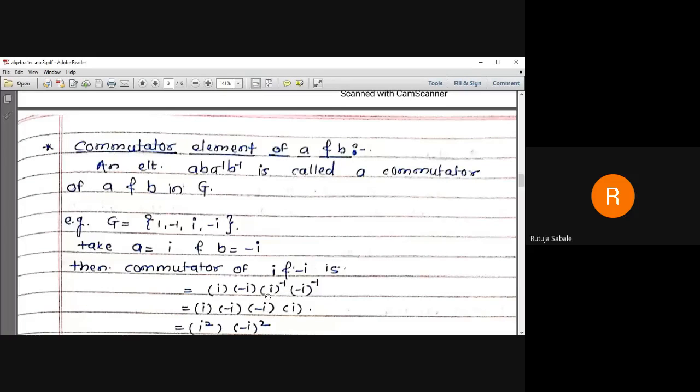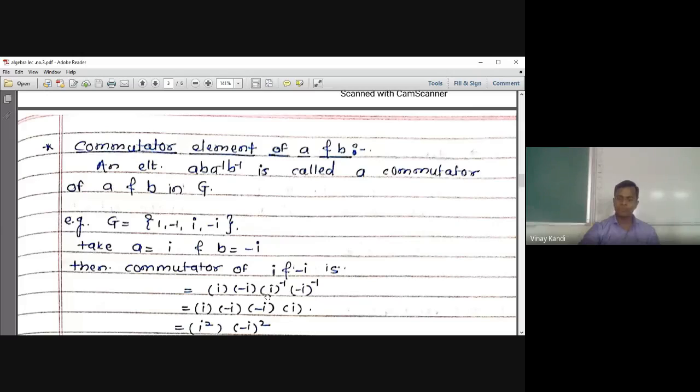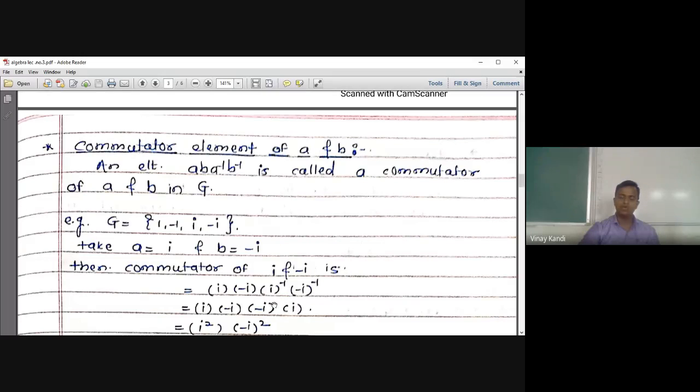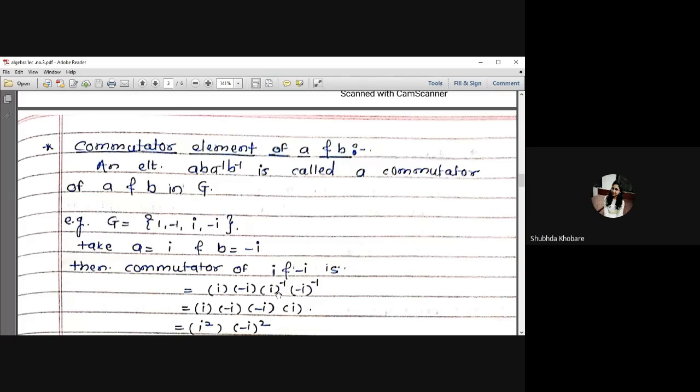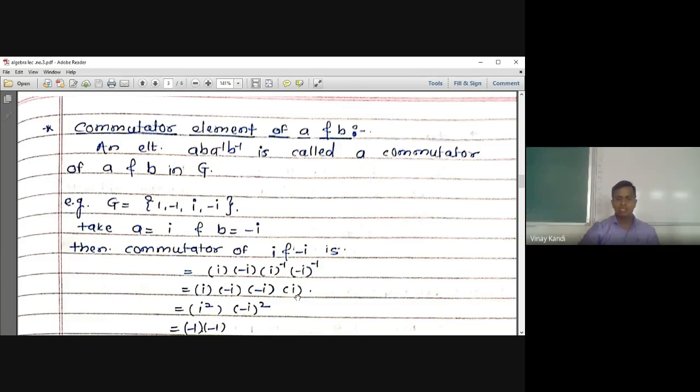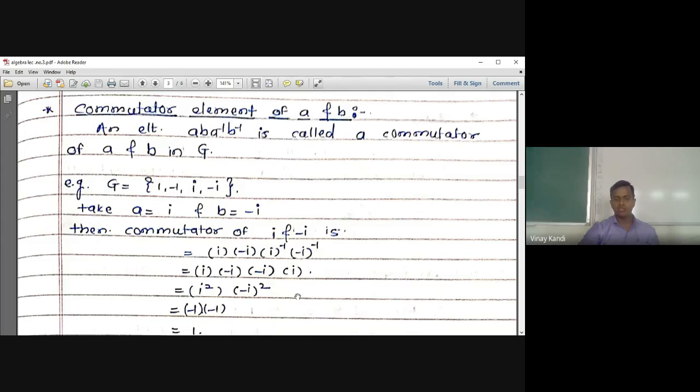The inverse of i is minus i. Why? Because i into minus i gives 1, so the product of these two is 1. And the inverse of minus i is i. Hence i square into minus i square, which is equal to minus 1 into minus 1, is equal to 1.